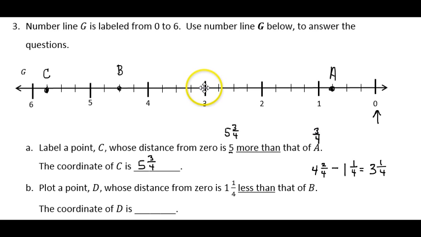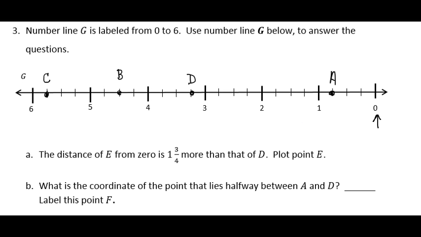So I'll start at my 3. I know it's going to be between 3 and 4. So here's 3 1/4, and that is point D. And its coordinate is 3 1/4. Let's look at two more questions.